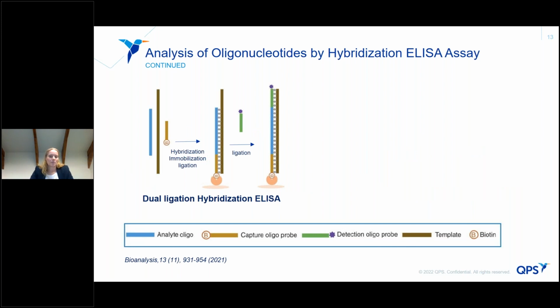With the dual ligation hybridization ELISA, you start with a template probe with a 3' and a 5' overhang, which hybridizes to a biotin-related capture probe and to the analyte oligonucleotide. The whole complex is immobilized on the streptavidin plate, and the detection oligo probe is ligated to the analyte oligo. With this method, there's no interference from the 3' or the 5' metabolite, because only the intact oligo is quantified.